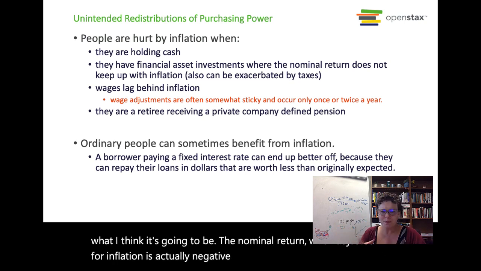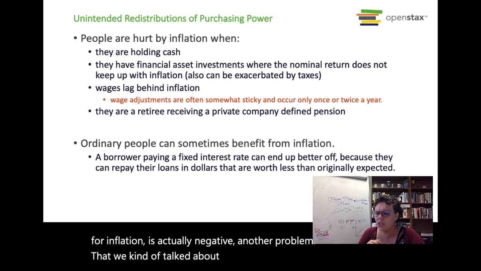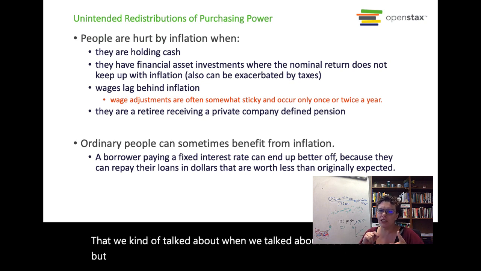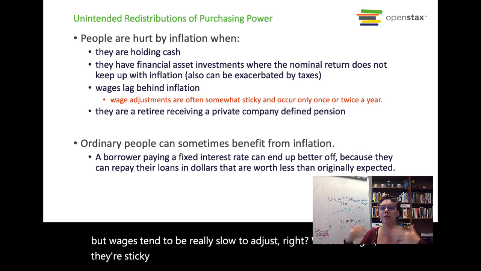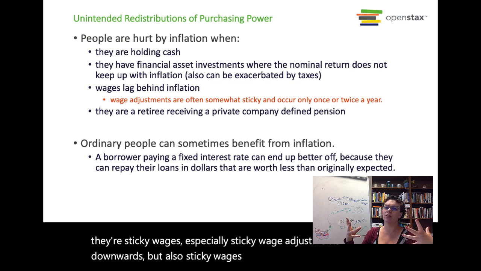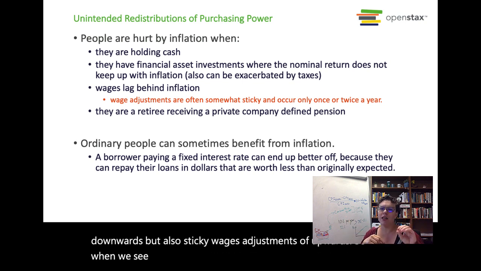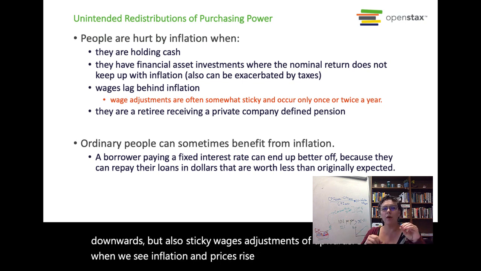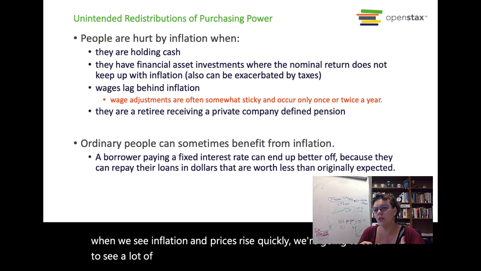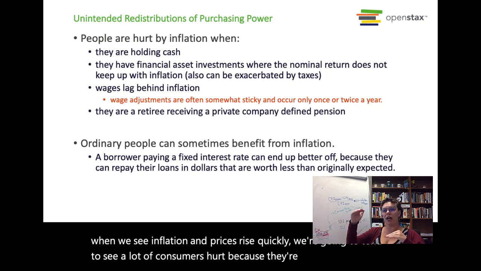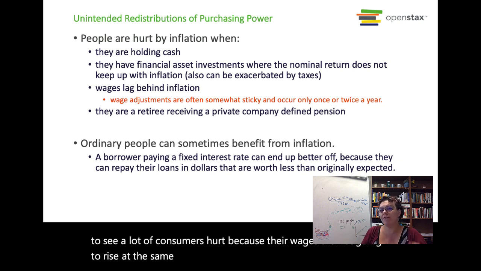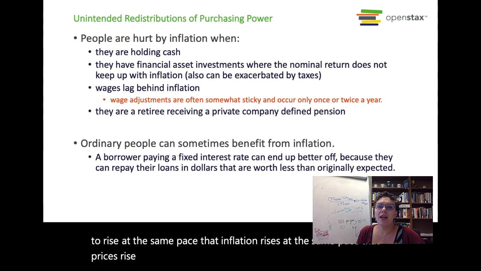Another problem that we talked about when we talked about labor markets is that wages tend to be really slow to adjust. We see sticky wages, especially sticky wage adjustments downwards, but also upwards. So when we see inflation and prices rise quickly, we're going to tend to see a lot of consumers hurt because their wages are not going to rise at the same pace that prices rise.